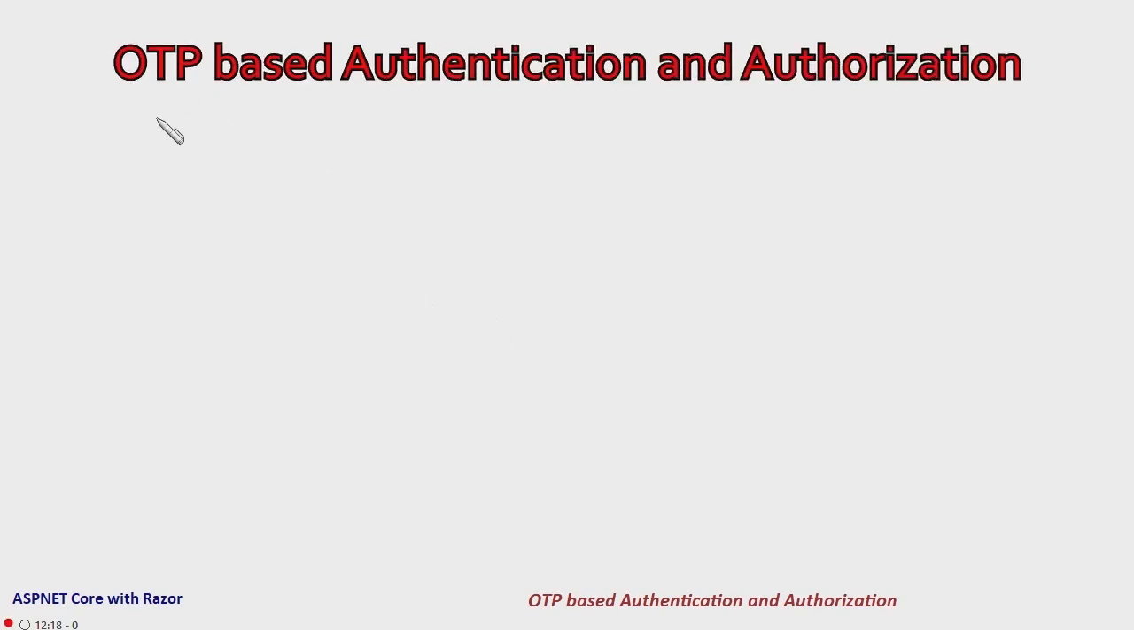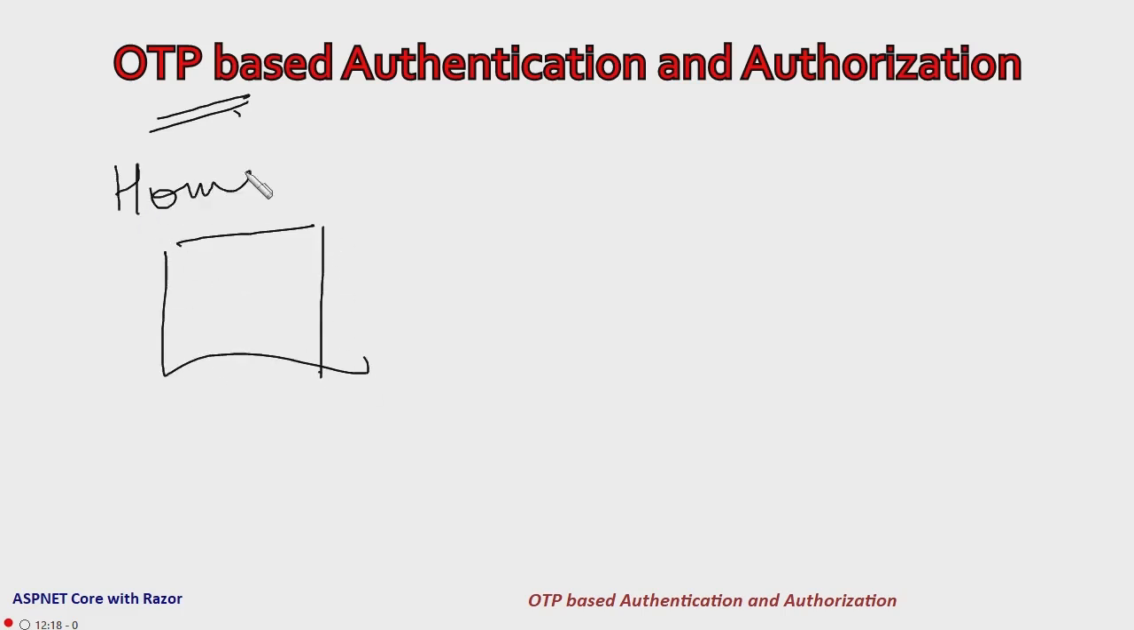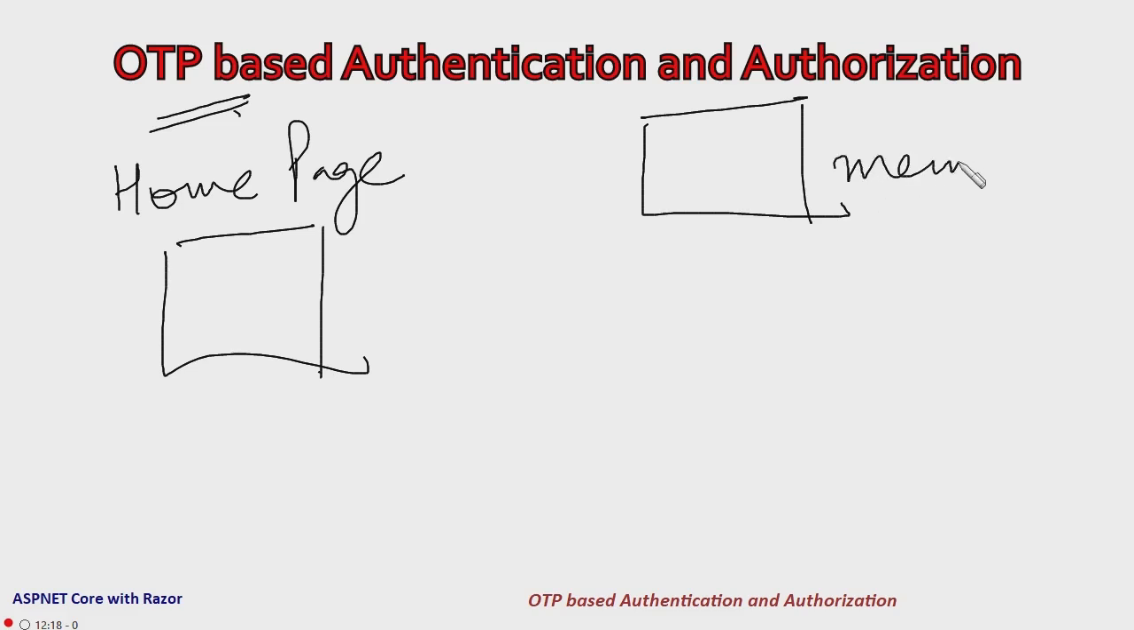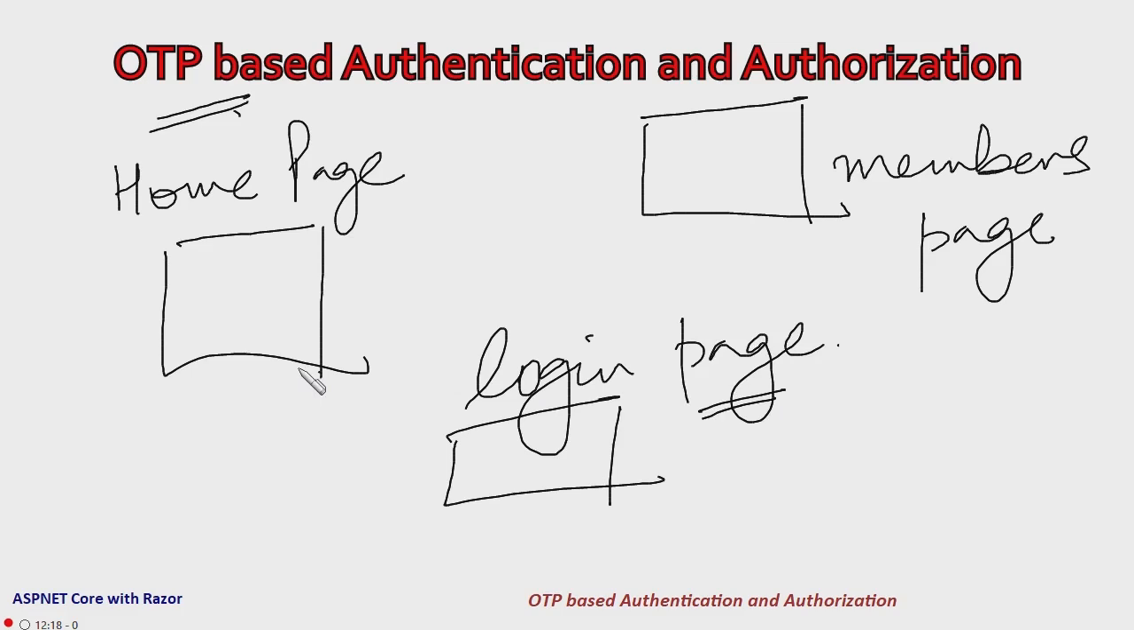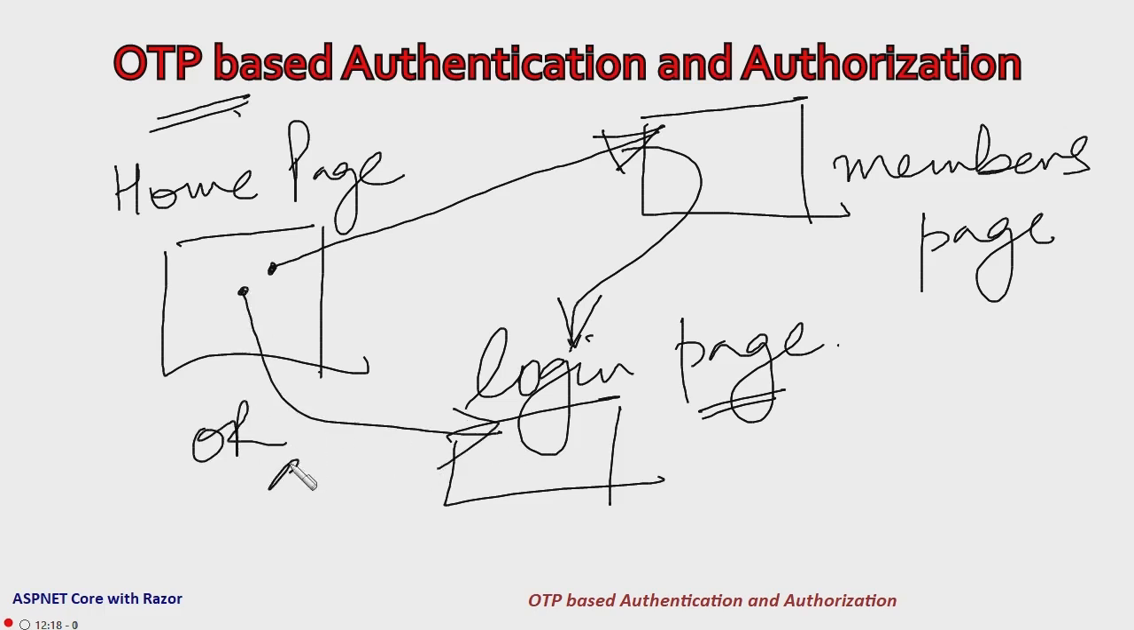OTP based authentication and authorization. Let us first of all understand the basic scheme that I'll implement. We have a home page, and we have a members page which only authorized users can view, and we have a login page also where user performs some login. When the user goes to the members page from the home page and he is not authorized, he's brought to the login page, and he can directly also come to the login page.